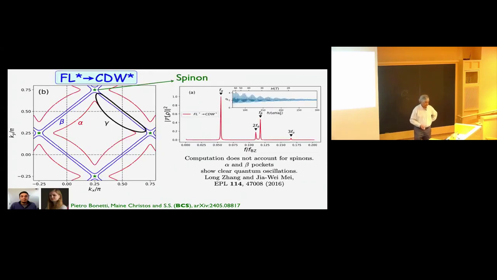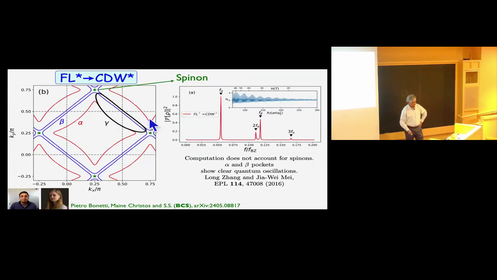So there was, in fact, a calculation which included the backside by Long Zhang and Jia-Wei Mei, and we redid it in our formulation, but they did it using YRZ or something. And so what do you get? When you just add a charge density wave on the YRZ state or the FL* state, you get this alpha pocket, which is the Harrison-Sebastian alpha pocket. But from the backside, you get this big beta pocket in blue. And here's the quantum oscillations. You see it doesn't look anything like the experiments.